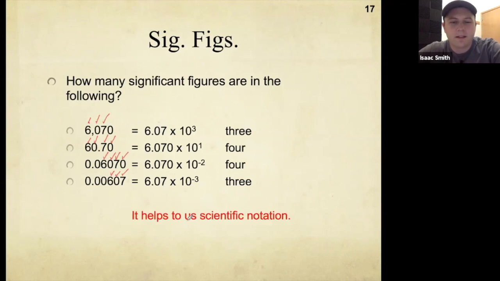So some people may prefer to use scientific notation to determine how many significant figures are in the number. So in order to do that, you're just going to convert this into scientific notation. But I mean, personally, I think it's easier just to use the criteria, so that's what I'll be going through when I go through the lectures and stuff like that.